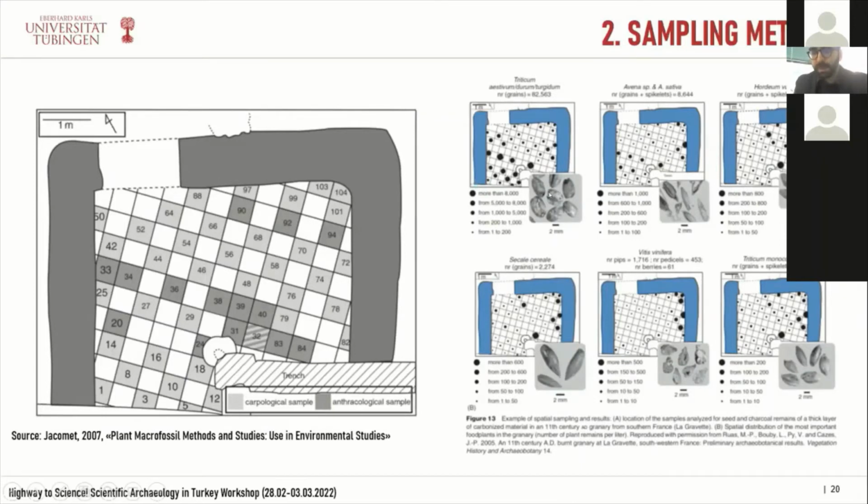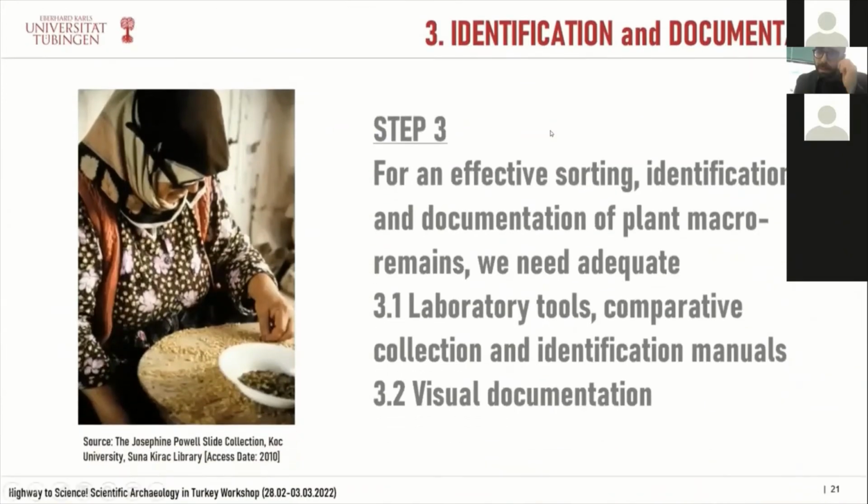This is a very interesting study. Here you can see, for example, that bread wheat is represented more in the southern part of the granary, but the rest of the crop remains are represented at the northern corner of the context. So this is an application.